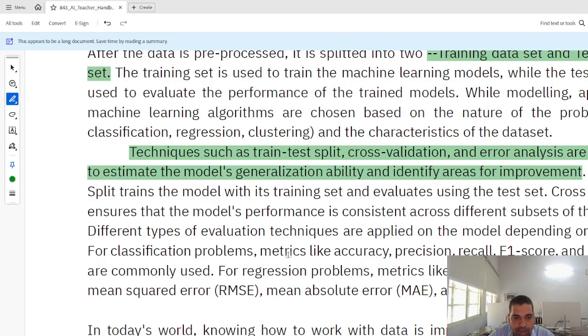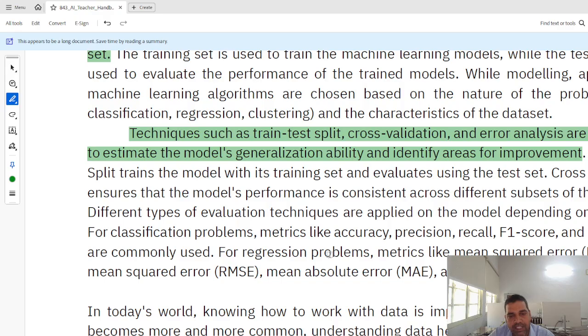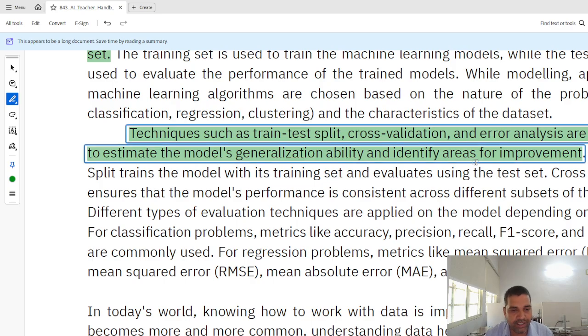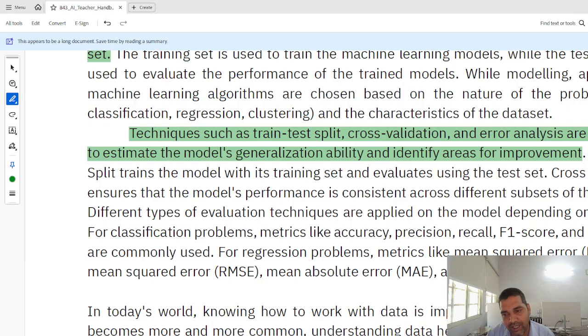For classification problems, metrics like accuracy, precision, recall, F1 score, and ROC curve are commonly used. Students will be studying these in detail in class 12. When we create a confusion matrix, we calculate all these values. For regression problems, metrics like mean squared error, root mean square error, mean absolute error, and root mean square absolute error we calculate.